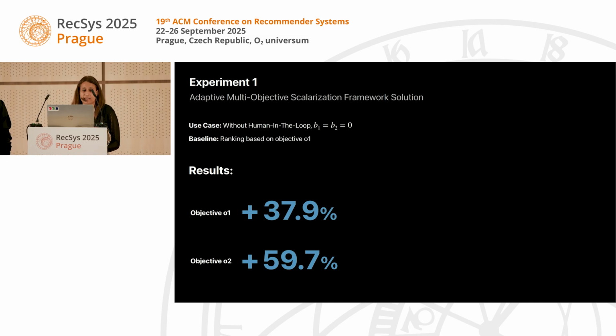So let's talk a little bit about the experiments. Let's first take a look at this example of an actual experiment where we did not have human-in-the-loop intervention and the bias terms are set to 0. Our baseline in this case is a rank order optimized for objective O1. In our results we see great lifts here. These are online experiments. We see that both objectives achieve a high lift.